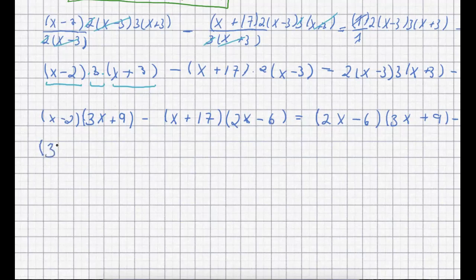Okay, fine. So 3x בשנייה. And then it's x כפול 9, so it's 9x, ועוד 9x. And then it's מינוס 2 כפול 3x, זה מינוס 6x. And then מינוס 2 כפול 9, זה מינוס 18. Yes. Okay, that's minus.